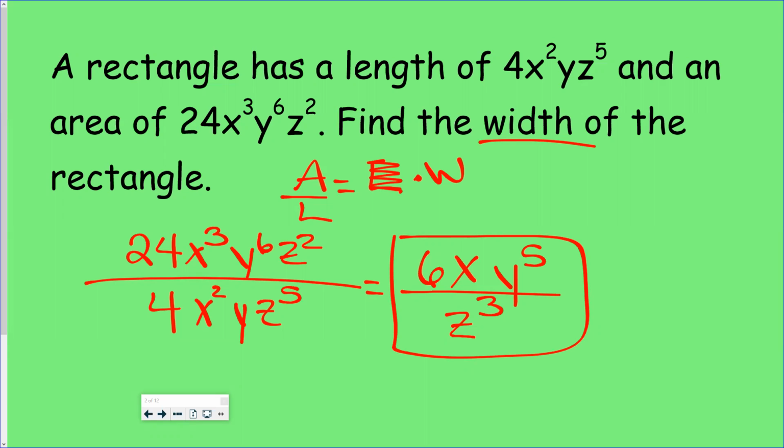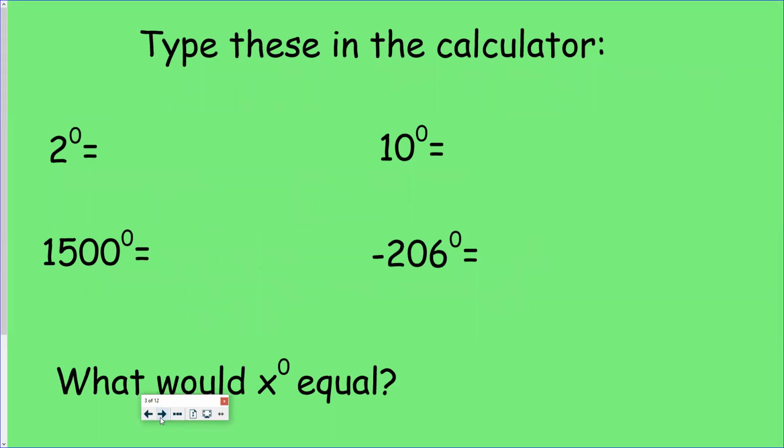So that right there was a review of what we did last week applied to area problems. Now let's get into what we're talking about today. So what you want to do is pause the video, go type each of these into your calculator and see what you get.